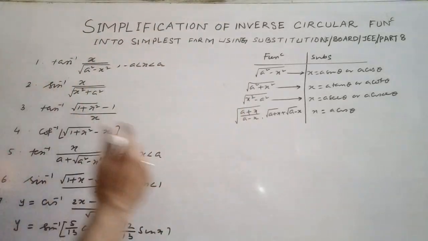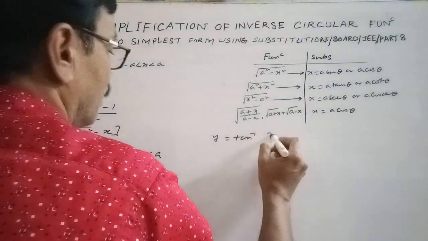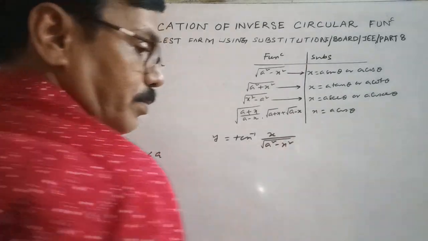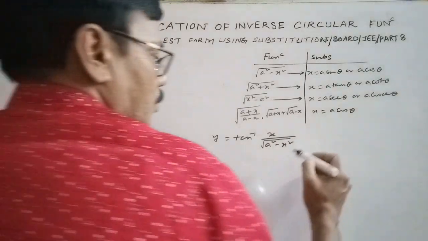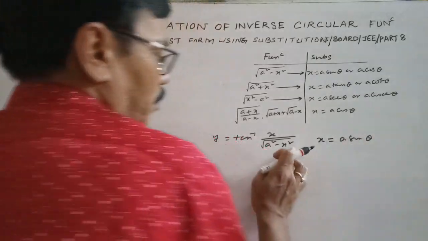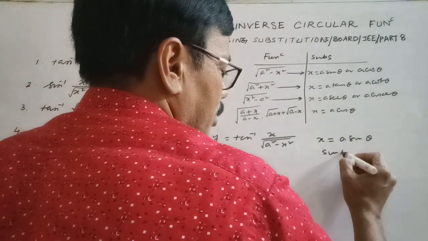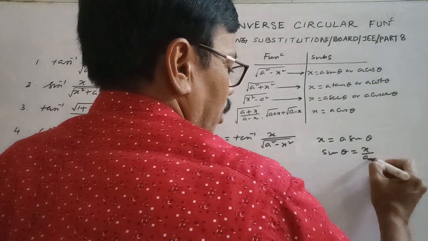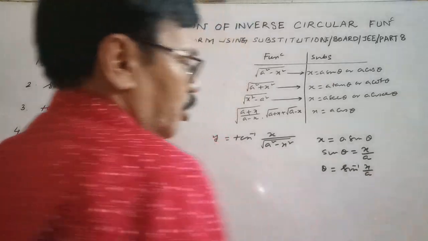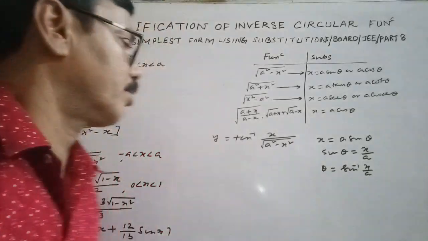So consider problem number 1. Suppose this is y, tan inverse x by root over a square minus x square. So what is the transformation? x equals a sin theta, because it is a square minus x square. Now what is sin theta? Sin theta is x by a. Now what is theta? Sin inverse x by a. So we are finding theta in terms of the original variable x.